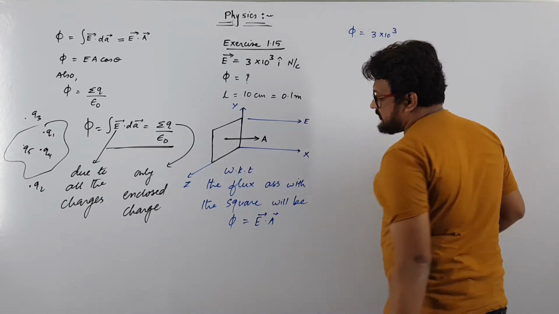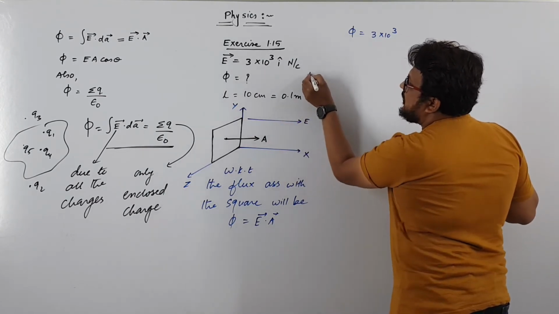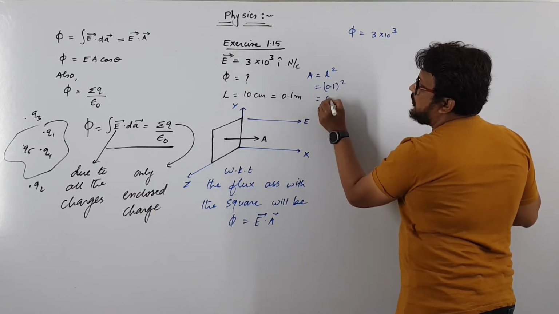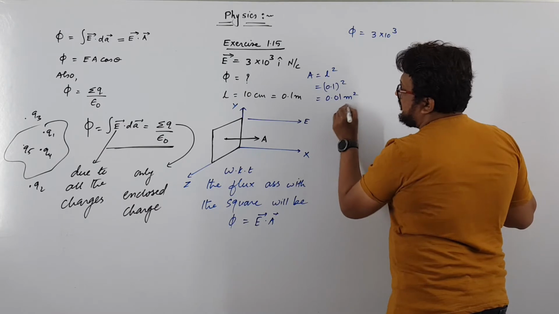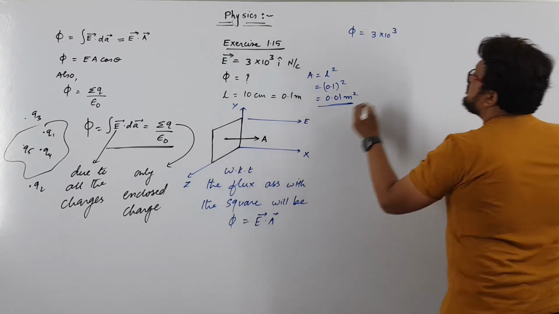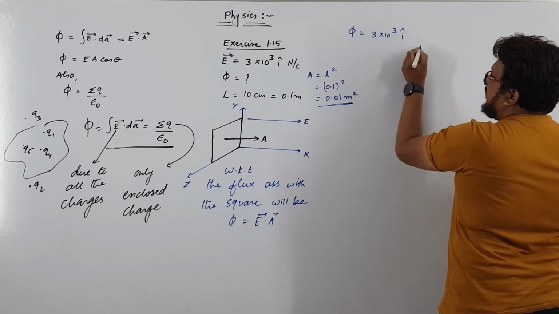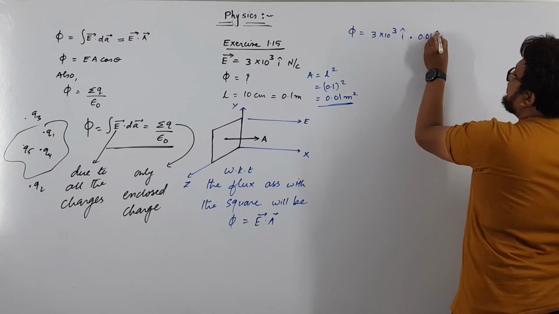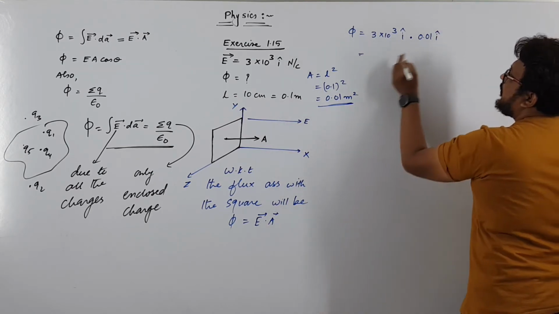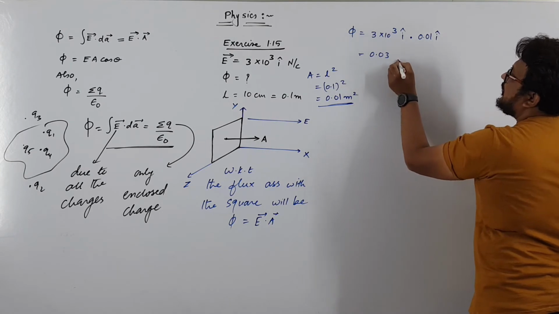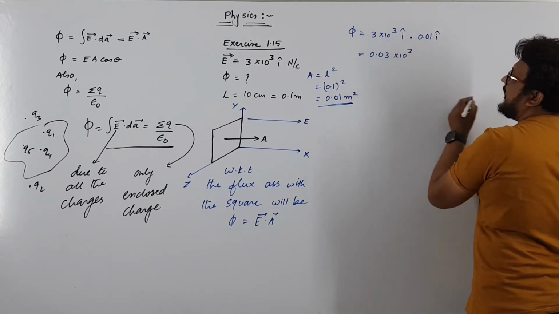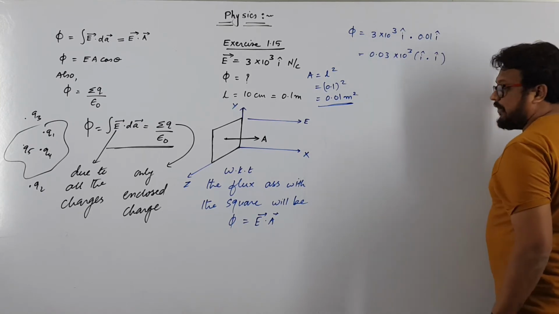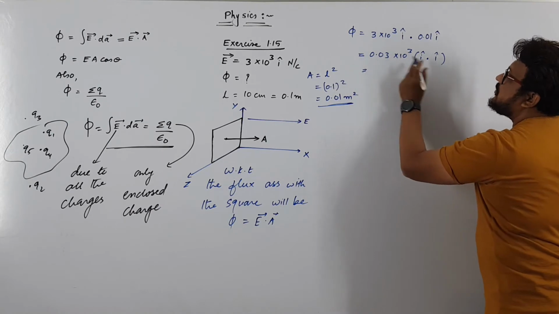Now what is the area of a square? We know that the area of a square is L square. So that is 0.1 square, which is 0.01 meters square. And this area is along the x-axis. So you can write 3 into 10 to the power 3 i cap dot 0.01 i cap. So 3 into 0.01 is 0.03 into 10 to the power 3 i cap dot i cap. Let us write one more step, i cap dot i cap. So i dot i will be 1. So this will be equal to 0.03 into 10 to the power 3.